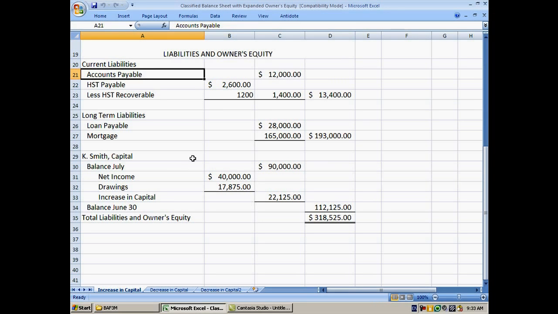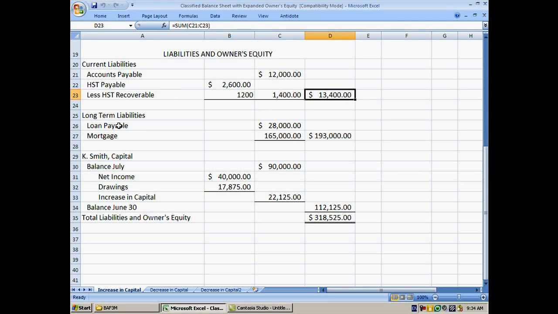In the liability section, we have our current liabilities. We have an accounts payable control account, so we're not listing individual accounts payable accounts. It's the full balance of all accounts payable that the company has. Okay, and that is placed in the middle column. Then we have to figure out if we have HST payable or recoverable. In this case, our payable amount is greater than our recoverable amount, so we have to add that to our accounts payable balance, and here are our total current liabilities.